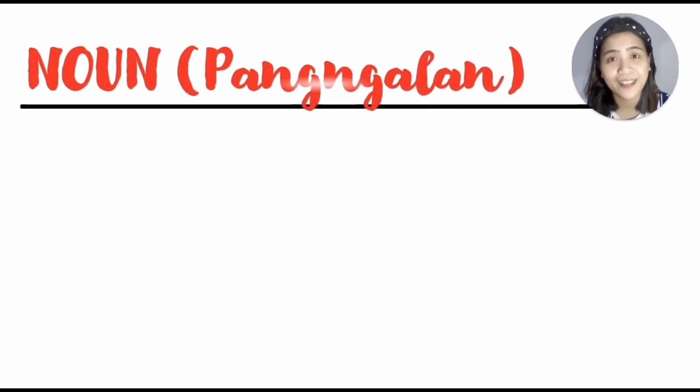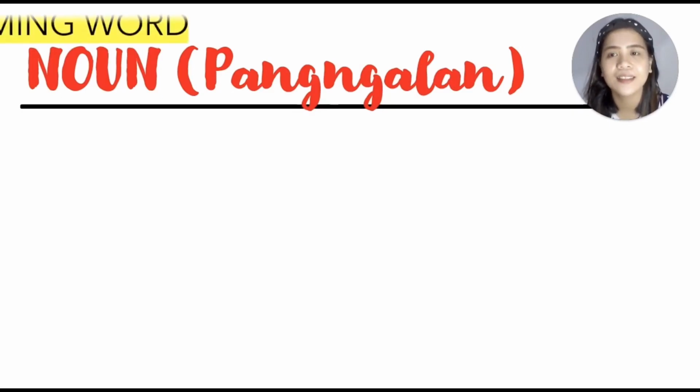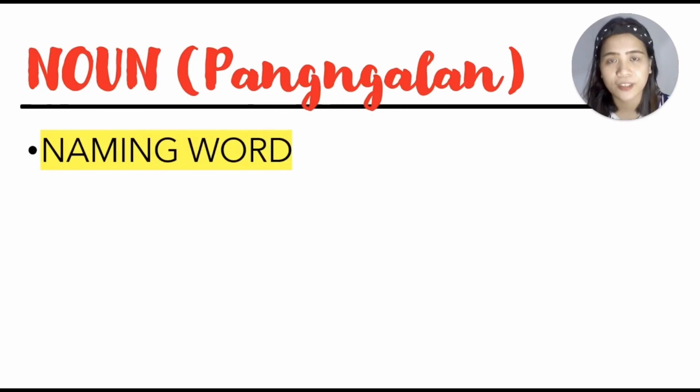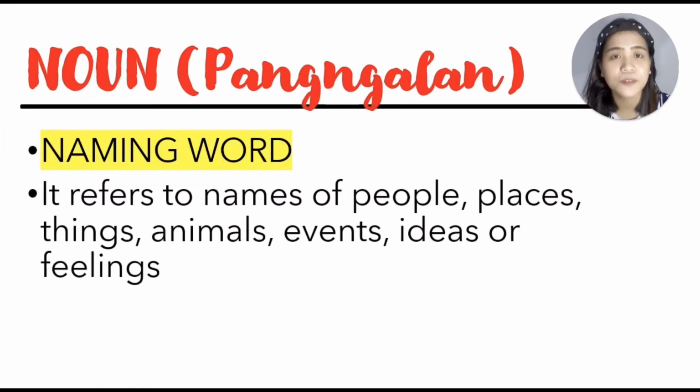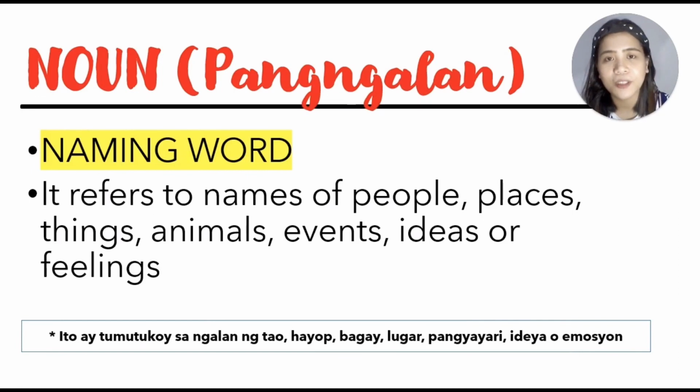Let's begin with noun. Noun in Filipino is Pangngalan. Noun is a naming word. It refers to names of people, places, things, animals, events, ideas, or feelings. In short, when we say noun, it refers to the word that we use to label the things around us. In Filipino, the definition for noun is, ito ay tumutukoy sa ngalan ng tao, hayop, bagay, lugar, pangyayari, ideya o emosyon.